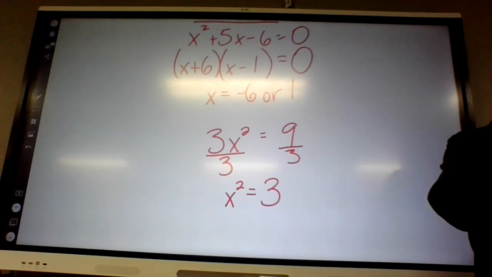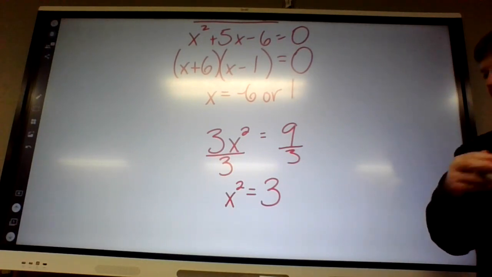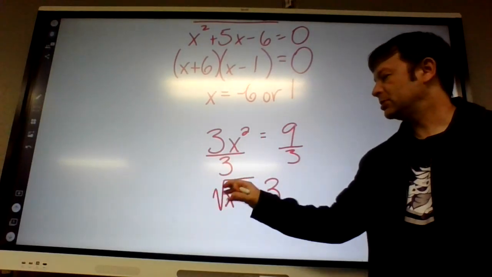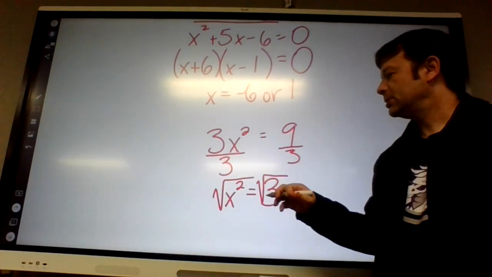Now what do you guys think? What's the opposite of square? Square root. You said root.